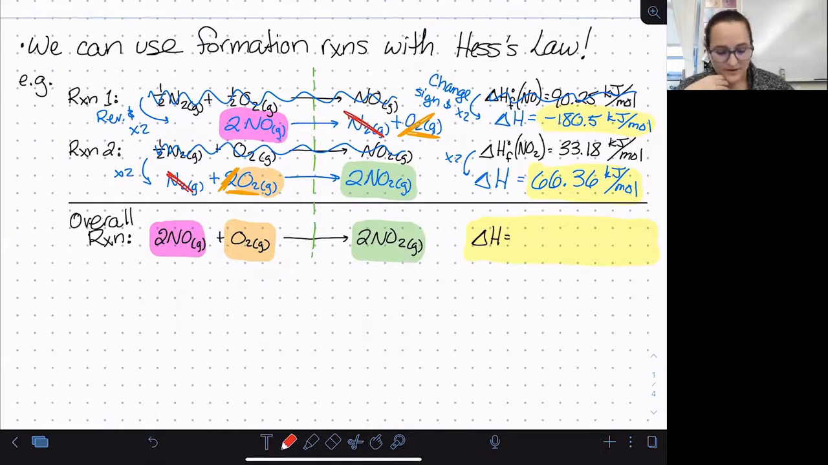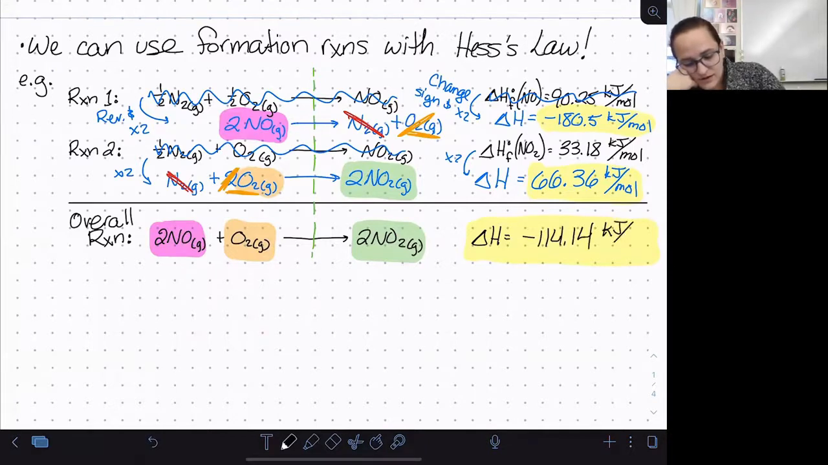So now we have 2 NO on the left, which is what we want. We have 1 O2 on the left, which is what we want. 2 NO2 on the right, which is what we want. So now reaction 1 plus reaction 2 correctly adds up to our overall reaction, which means that we can take our revised delta H values based on the transformations that we did and add those together in order to get our overall delta H value, which comes out to be negative 114.14 kilojoules per mole.